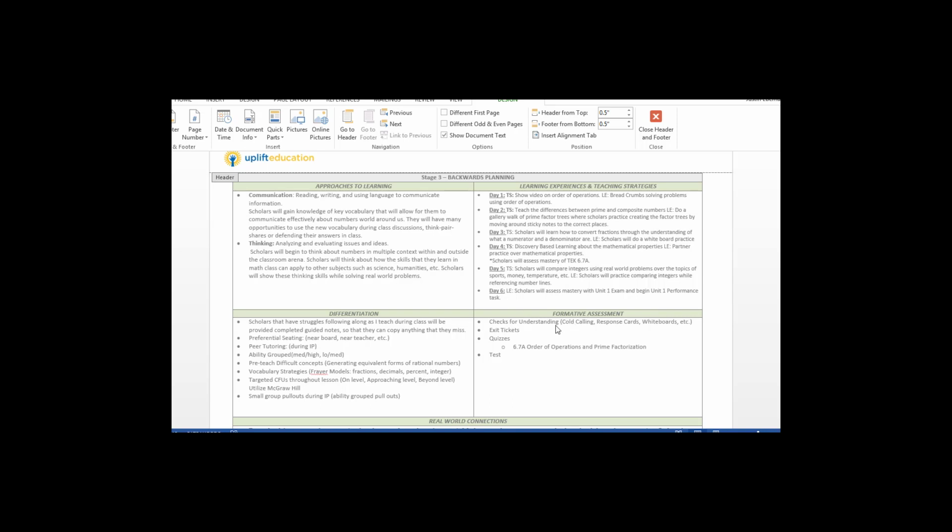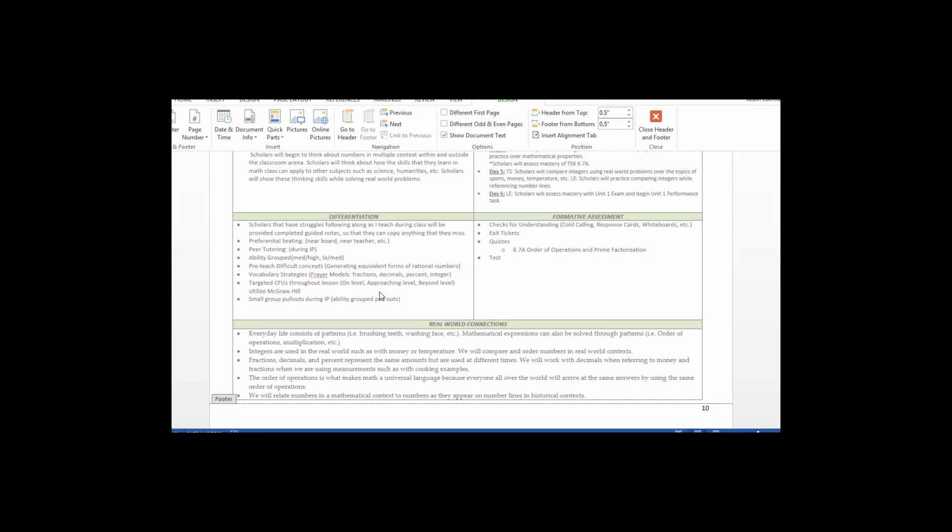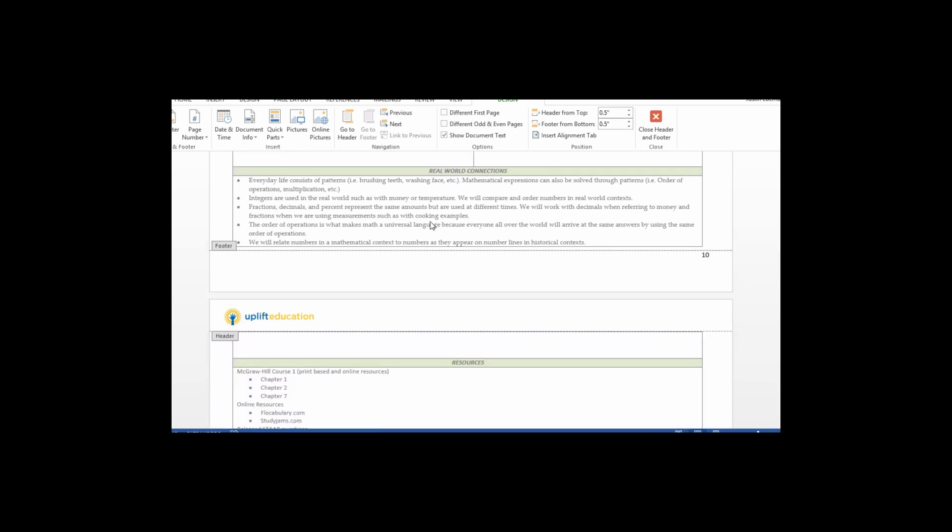So our formative assessments will be exit tickets, quizzes, and tests. These are a couple of strategies for differentiation, such as peer tutoring for scholars that are struggling, and you also have targeted CFUs and vocabulary strategies as well. Within the real world connections, these are great ways to show scholars day-to-day where this math is going to be fundamentally used in their lives, and why it is so useful now, and why we need to learn it. If you have any questions or need any more resources as far as real world connections, please reach out as well.